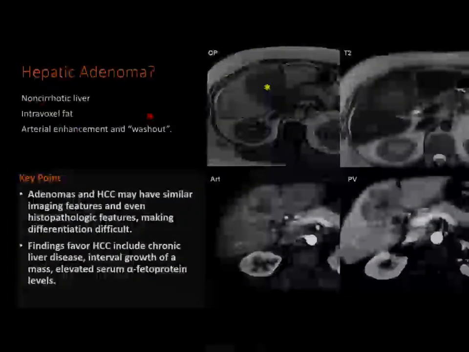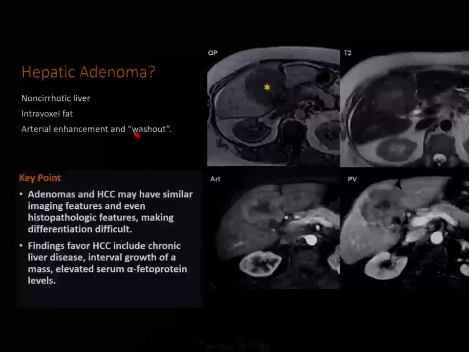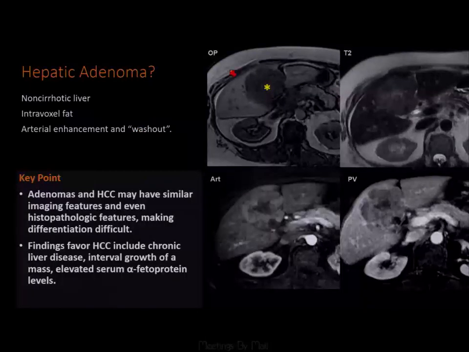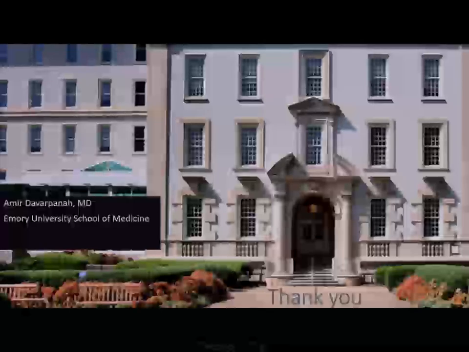And then this was a young patient without cirrhosis. Again, it was called an adenoma with lesion of fat, arterial enhancement, and washout. And this turned out to be a steatotic type of HCC because this was actually growing. So one of the things you can do if you're not sure, obviously, you can do a short-term follow-up. And with that, I would like to thank you for your attention.